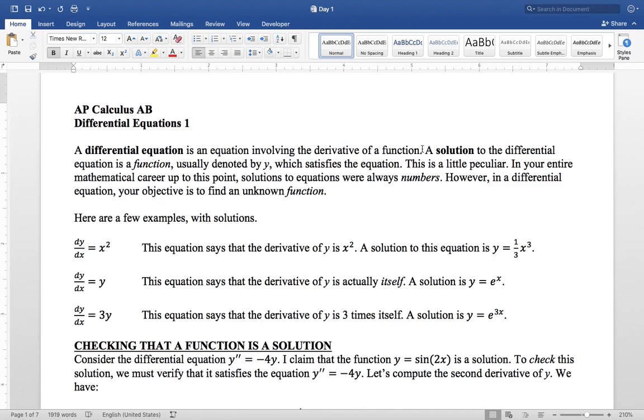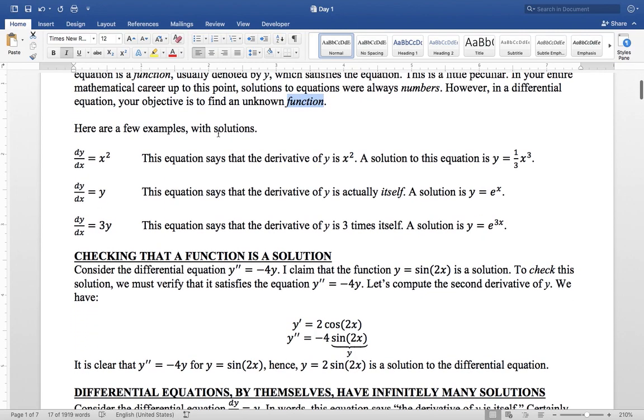One of the distinguishing features of a differential equation is that whereas ordinarily solutions to equations are numbers, this next sentence here says that a solution to a differential equation is actually a function, usually denoted y, which satisfies the equation. So as I said, this is a little peculiar. In your entire mathematical career up to this point, solutions were always numbers, like x equals 5 or x equals 7 or something. But in a differential equation, your objective is not to find an unknown number, but rather to find an unknown function. So here are a few examples with solutions.